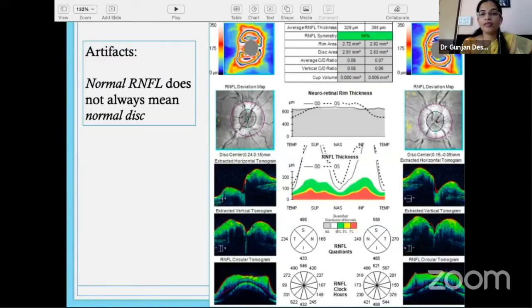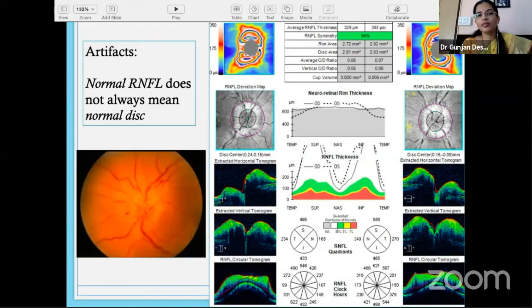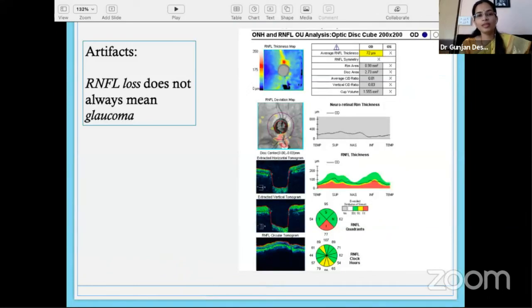Another artifact where we can see that everything has been flagged as white and nothing has been flagged as either green or red. This is because the patient has disc edema, right? Because of the disc edema, we can see very high values on the RNFL TSNIT graph. And therefore, a normal RNFL does not always mean a normal disc. Similarly, RNFL loss also does not always mean glaucoma.